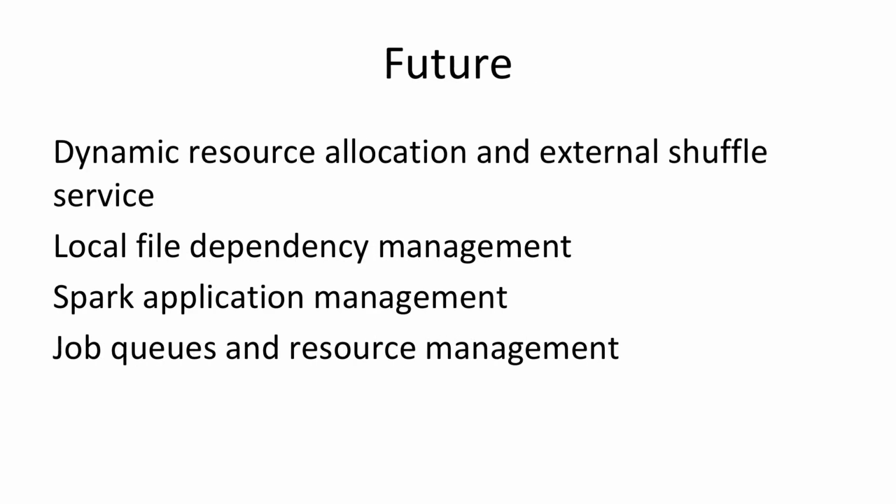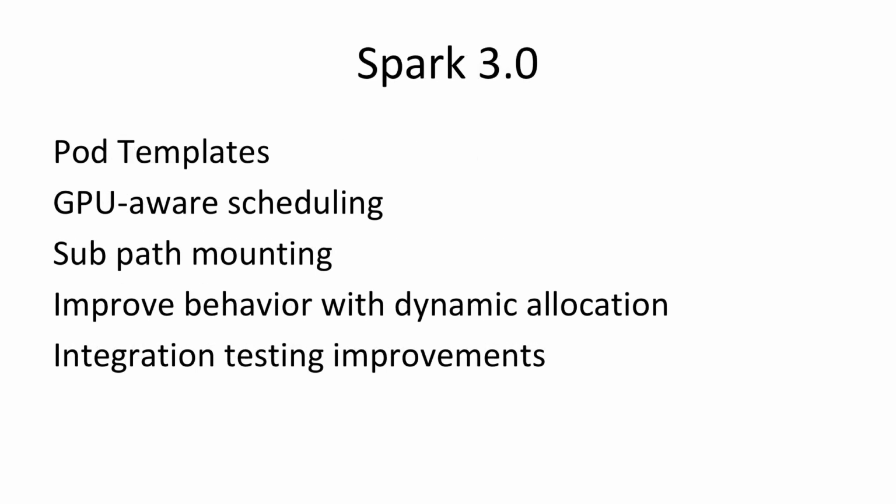Futures, some of these were futures last year as well. Some of them are a little bit new, but for dynamic resource allocation and external shuffle service, local file dependency management, Spark application management, and job queues and resource management. Spark 3.0, if anybody's familiar with the process of submitting for Code 1, it was submitted many months ago, and we were hopeful that Spark 3.0 would be available, but it's not yet available. At least my last check was late last night, and it had not been released. But there's been a lot of talk of it over the last year or so, and some of the things that I know are ready are marked as resolved and are ready to go.